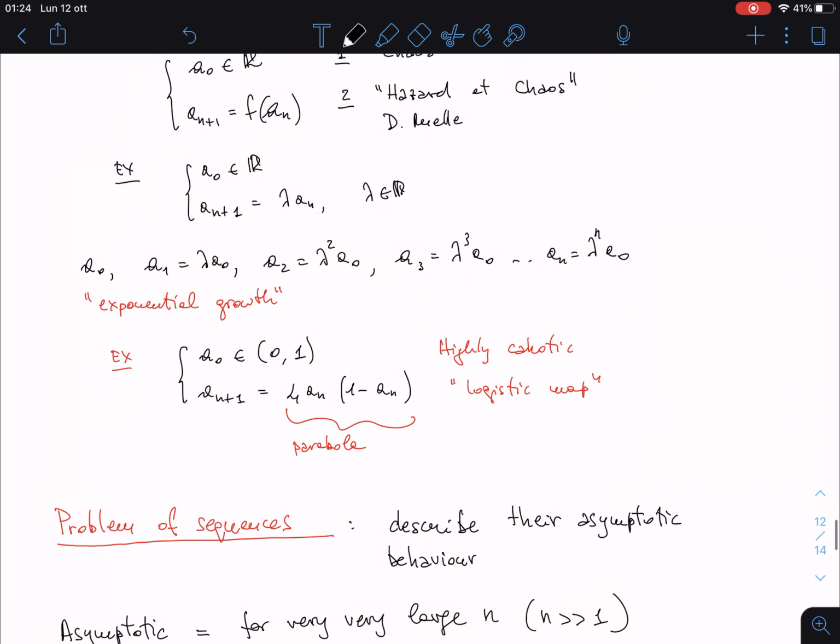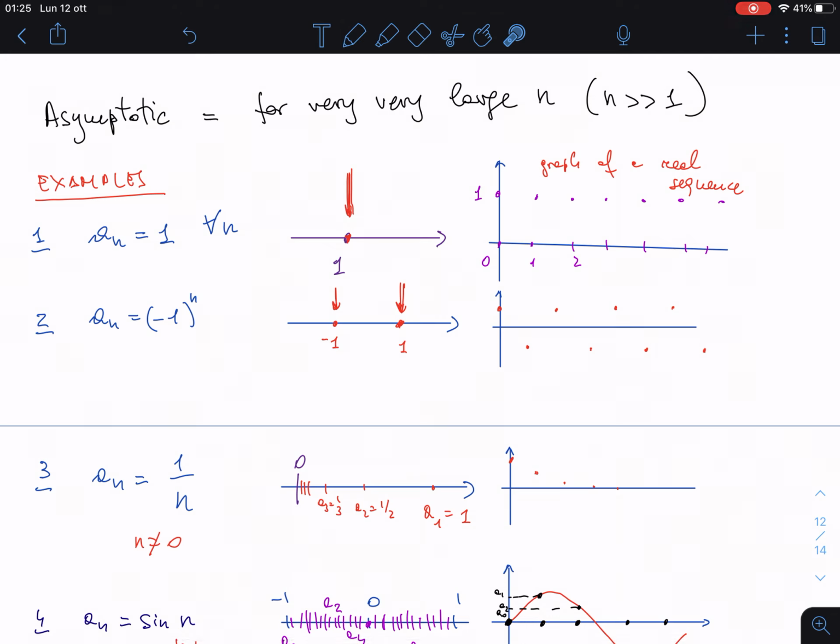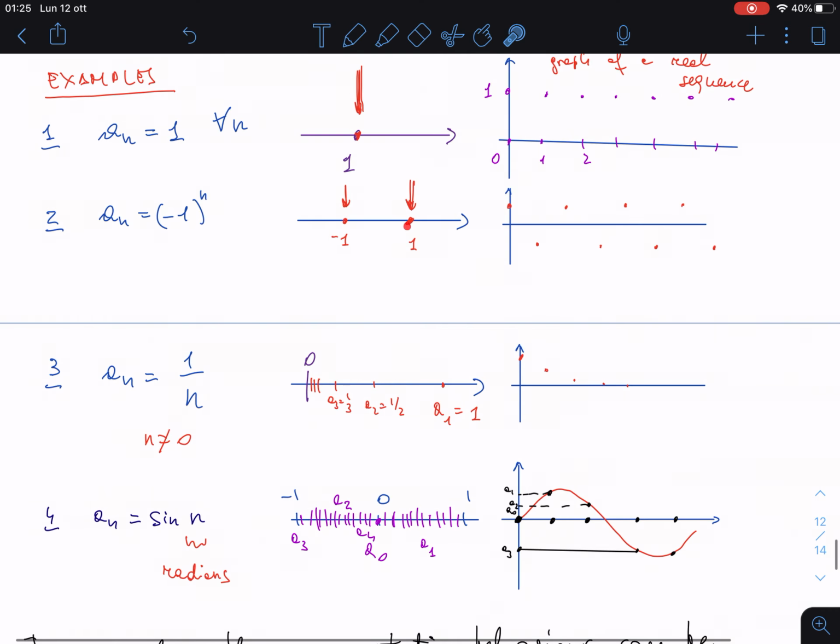Here there are, in our examples, some simple asymptotic behaviors. For instance, for the first example, which is the constant sequence, all raindrops fall here. And here the level of the function is always the same. So this is constant. It is easy to say what happens asymptotically for n very, very large. Nothing happens. Okay, a_n also remains there. Then here we have a_n equal to (-1)^n, and we jump from here to here, and vice versa. And again, the asymptotic behavior will change nothing.